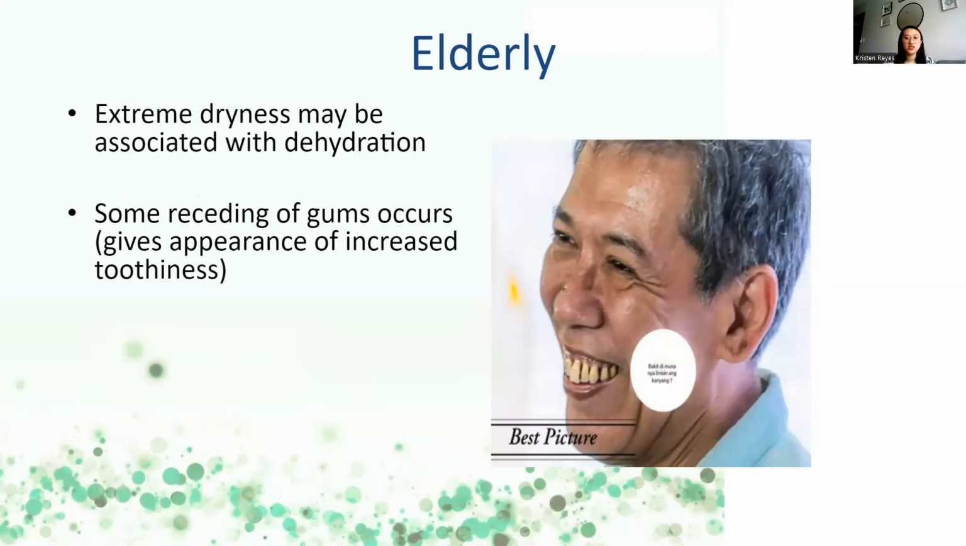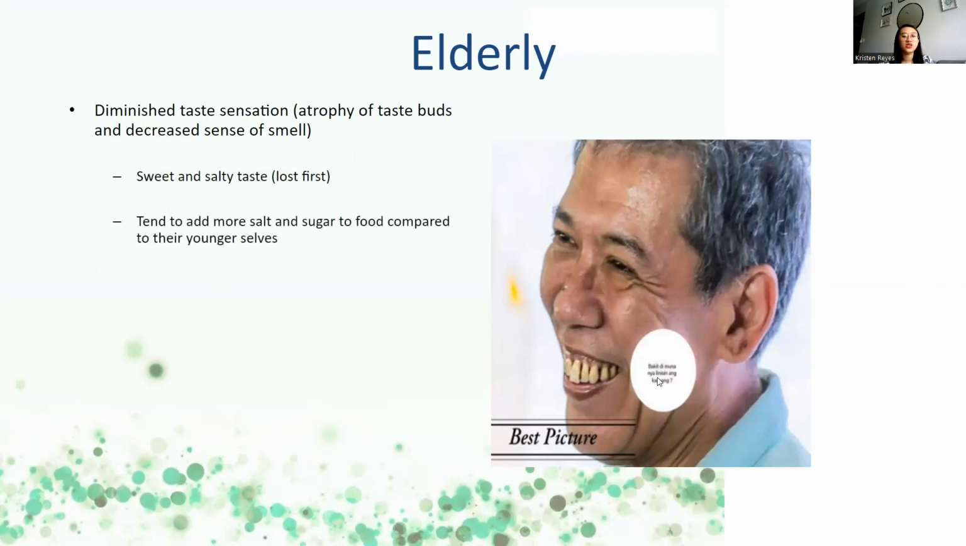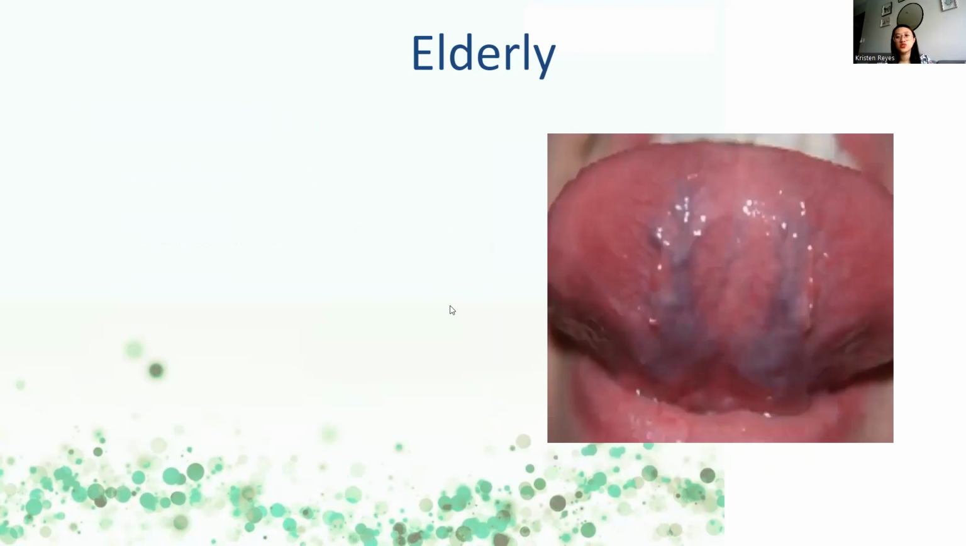Some receding of gums may occur, giving the appearance of increased toothiness. Okay? There is also diminished taste sensation due to atrophy of taste buds. Ang unang nawawala ay ang loss of taste of sweet and salty. Kaya parang matabang lagi yung panlasa ng matatanda. No? This suggests diminished function of cranial nerve 5 and 7, which subserves the tongue.